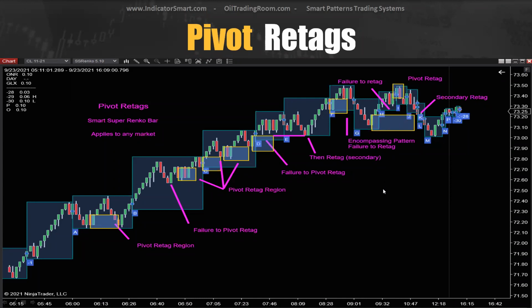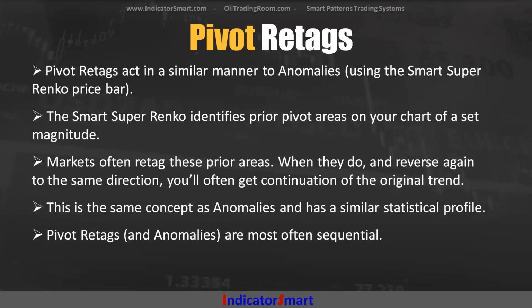Now, this is the pivot retag concept. We've been using this in our trading room since 2014, and we've created whole statistical profiles around the behavior and the metrics on these bars. And let's see, I think I just did that one chart for that one. So that's the pivot retag concept. Pivot retags act in a similar manner to anomalies using the Smart Renko price bars. And the Super Renko identifies prior pivot areas on your chart of a set magnitude. In this case that we just used is 10 ticks.